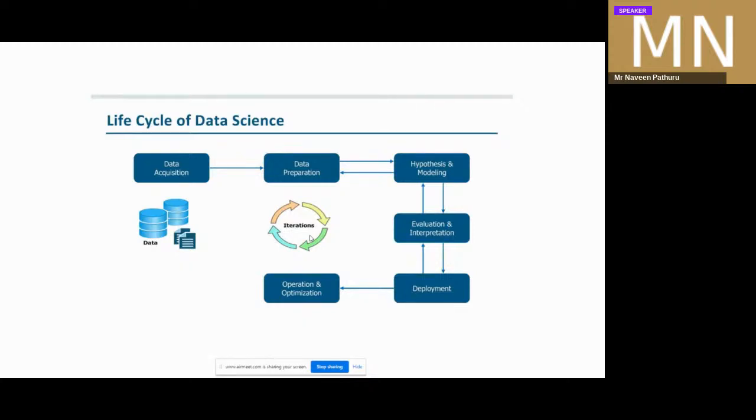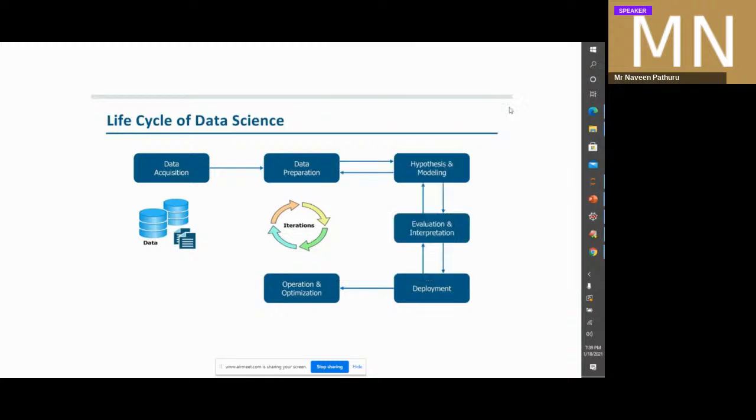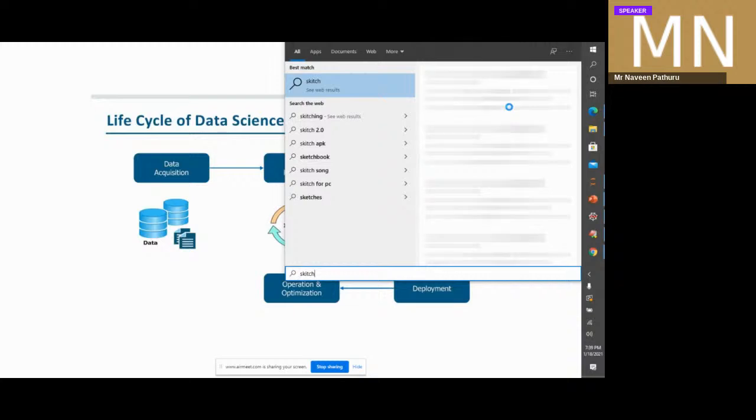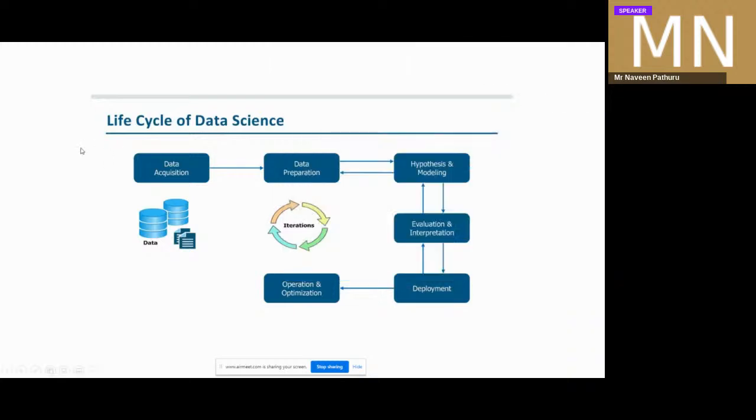Here is a quick look at the life cycle of data science. Here are some of the high-level steps. The data acquisition is the first step, followed by data preparation. Then we have hypothesis and modeling. That's where we are most of the time using our statistical skills, trying to prove the hypothesis. And then we have the evaluation and interpretation, followed by the deployment and operation and optimization, guys.